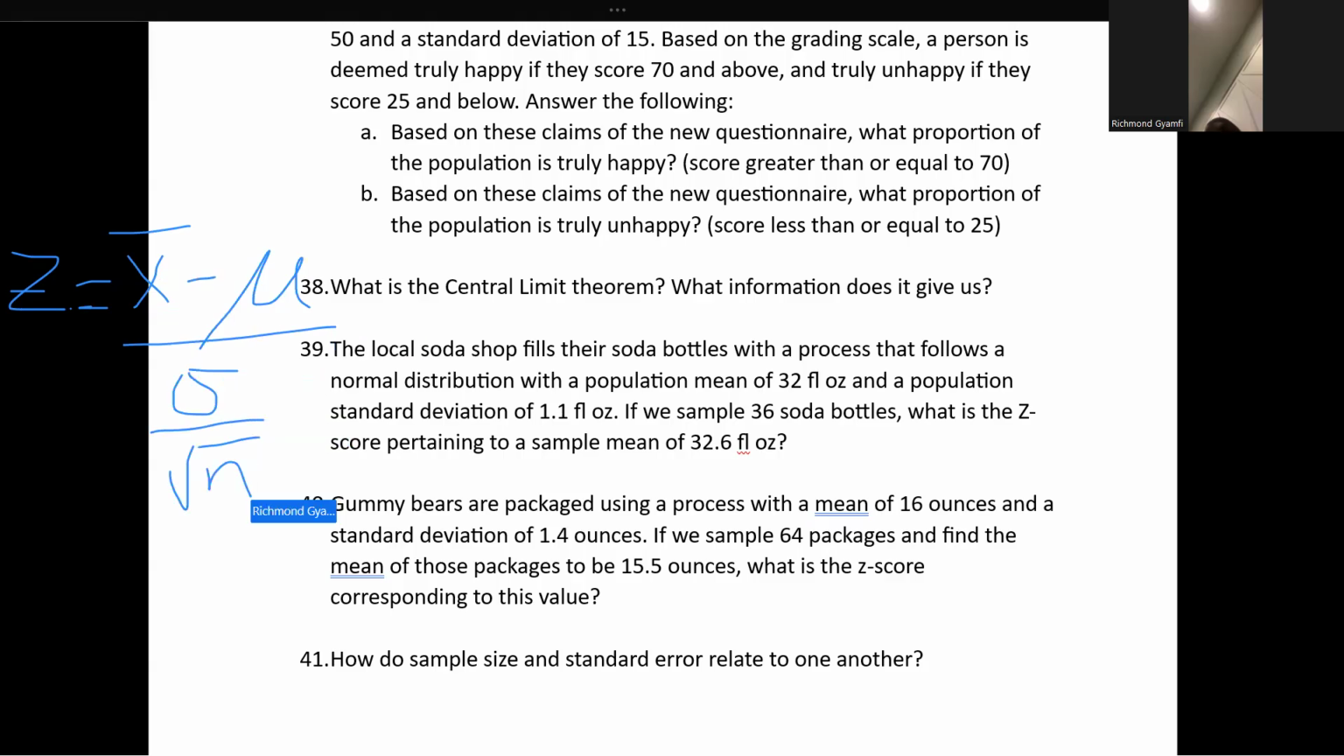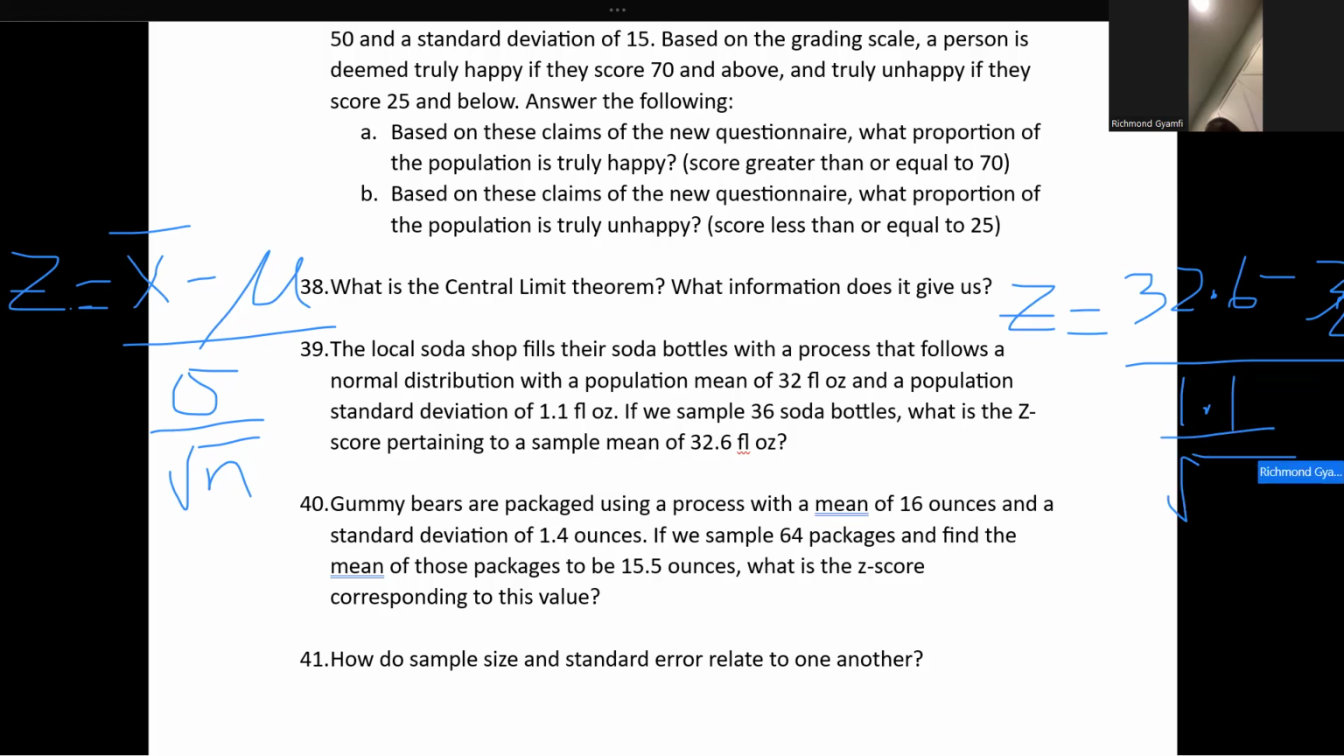So z equals x bar is 32.6, which is the sample mean, minus 32, which is the population mean, divided by the standard deviation, which is 1.1, over the square root of n, which is 36. And then now it's all about knowing how to put this in a calculator.